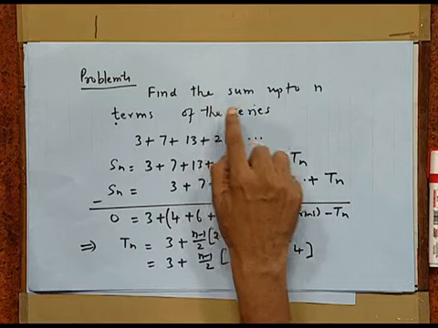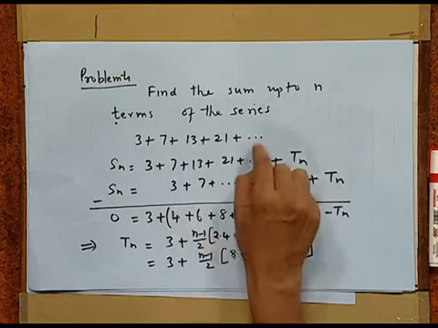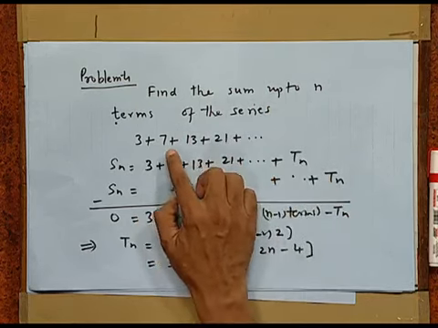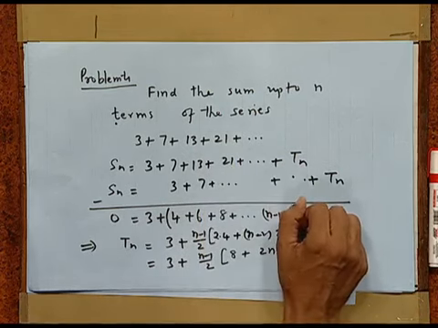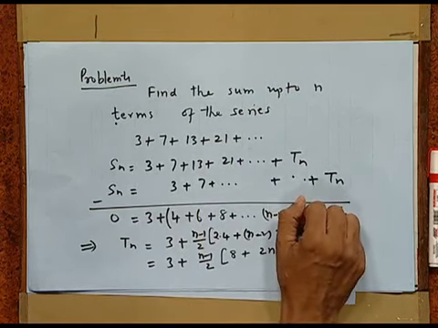Now we have one more problem of a different type. We have the question to find the sum up to n terms of the series 3 plus 7 plus 13 and so on. In this problem, the difficulty is the nth term is not seen easily. So we have to first find out the nth term with some trick.